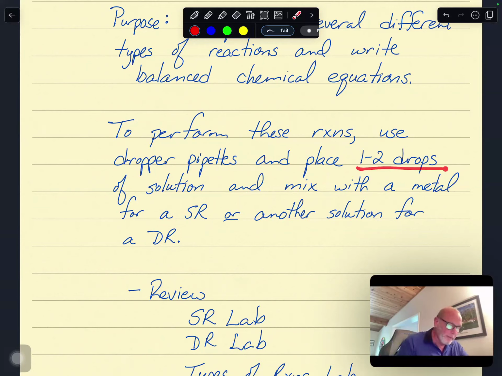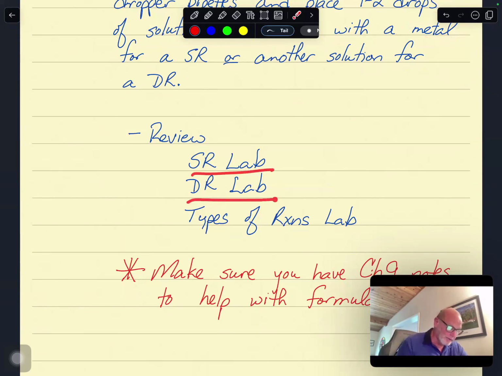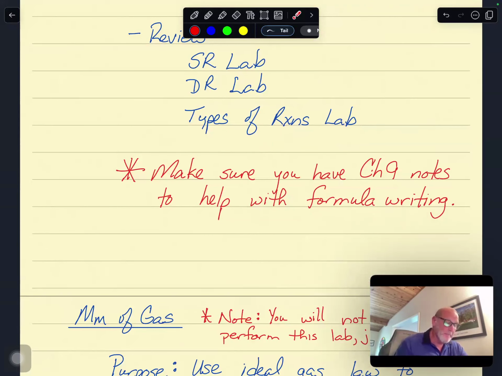Put 1 or 2 drops of solution and mix that with 1 or 2 drops of another solution, or mix that with a piece of solid metal. To prepare for this one, I would go back and look at the single replacement, the double replacement, and the types of reactions lab. You will have to write formulas for this. Therefore, I say, make sure you have the chapter 9 formula writing notes with you. Formula writing is something that we've been doing first semester and second semester, so that one just carries through. All right.